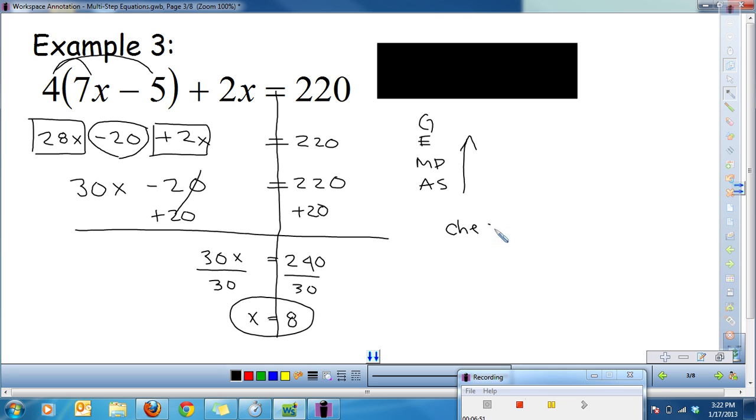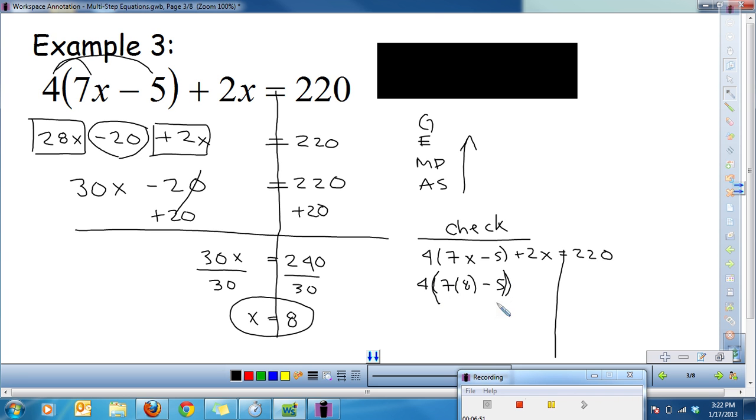Before I move on, I should check to make sure my answer is right. So I'm going to rewrite the equation that I was given originally, which was 4 parentheses 7x minus 5, close parentheses, plus 2x equals 220. Now, if we think that x is 8, we need to put an 8 in for every x. So 4 times 7 parentheses 8 minus 5, close my parentheses. Notice these parentheses were there to begin with. Plus 2 times x, which is 8.